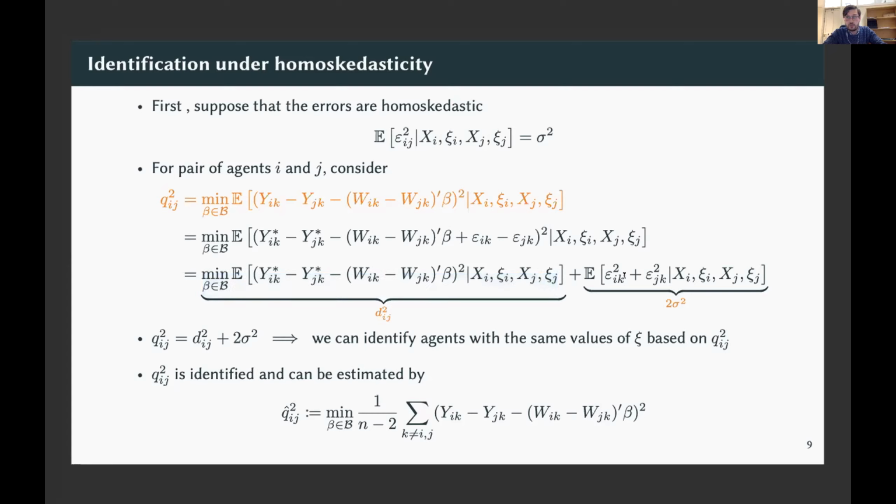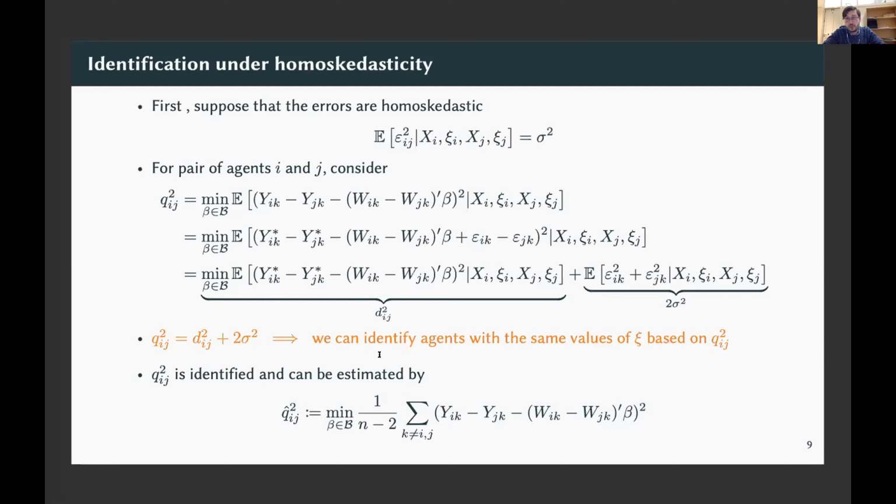And the second term is associated with the conditional variance of my epsilons, which under the conditional homoscedasticity assumption is just a constant 2 sigma squared, which is, importantly, the same across all pairs of agents. As a result, I just demonstrated that Q squared equals D squared plus 2 sigma squared, and 2 sigma squared is a common constant. Consequently, Q is minimized whenever D is minimized, and you can do matching in this homoscedastic model. You can do matching of agents based on that quantity, which can be estimated from data.